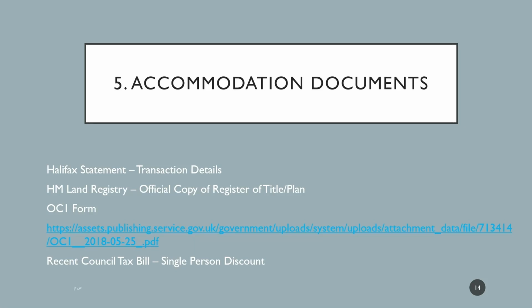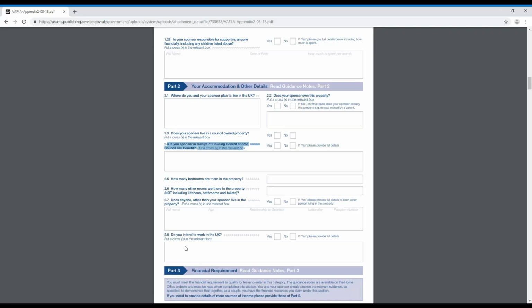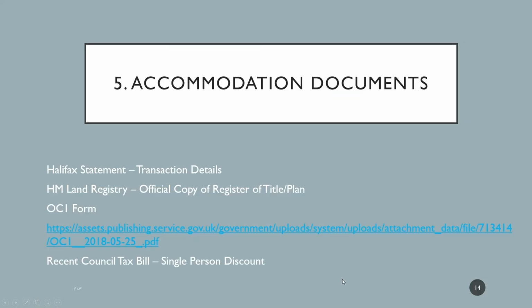I also declared single person discount in response to question 2.4 of Appendix 2. This is the question which asks about, is your sponsor in receipt of housing benefit or council tax benefit? So I mentioned about single person discount here. As I mentioned, I was the only one living in the property, so I did not need house inspection report.